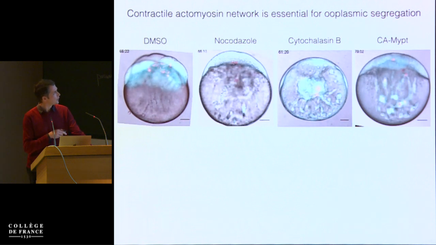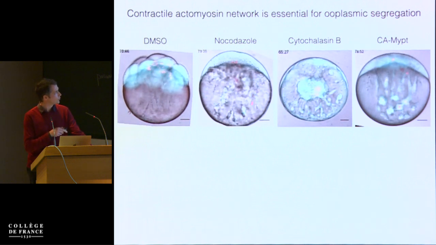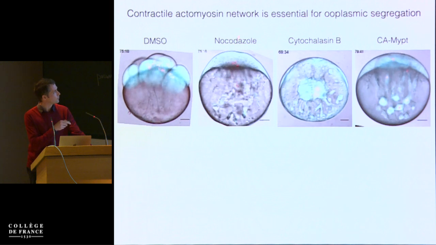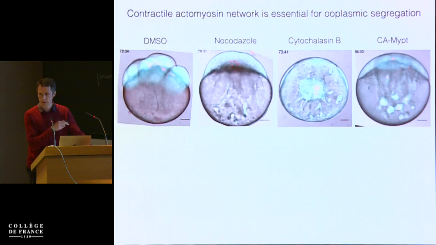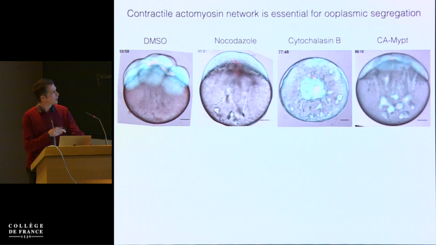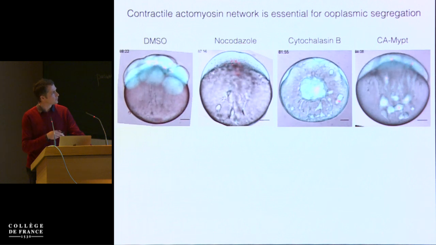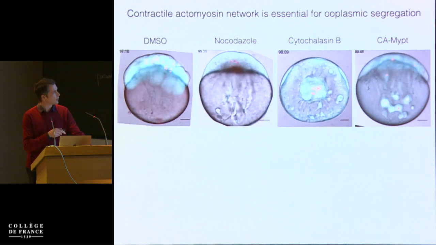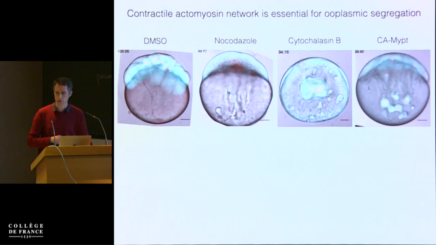And what we find is that nocodazole is not doing very much to ooplasmic flows. The ooplasm is still flowing up. Obviously, cleavages are being affected in this case. While in the cases where we interfere with the actin cytoskeleton or with myosin, much of the ooplasm really remains within the yolk portion and doesn't flow effectively up.